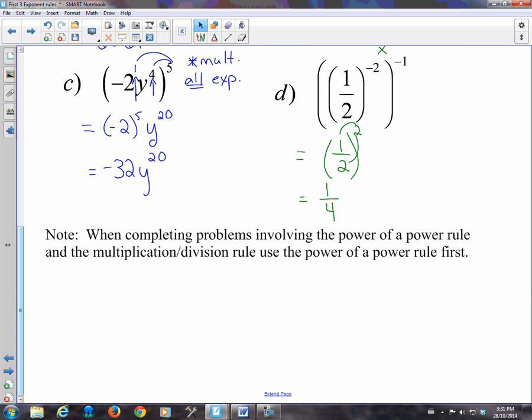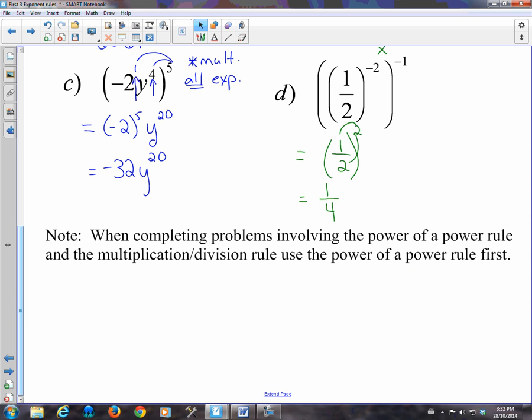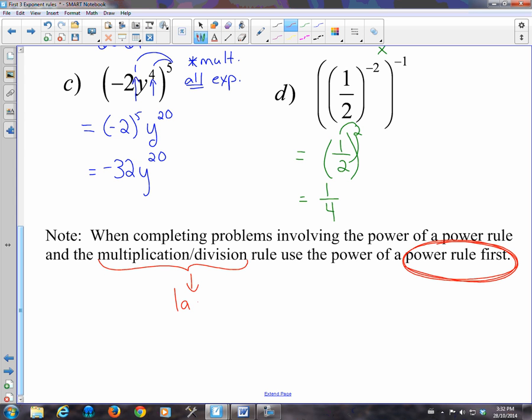One thing that's really important when you go to use those rules to simplify. When doing problems involving power of a power rule, you want to do the power rule first. Do the power rule first and multiplication and division rules last if there's several options. So if there's a power rule and multiplication and division, do the power rule first, then do your multiplication and division rules last.